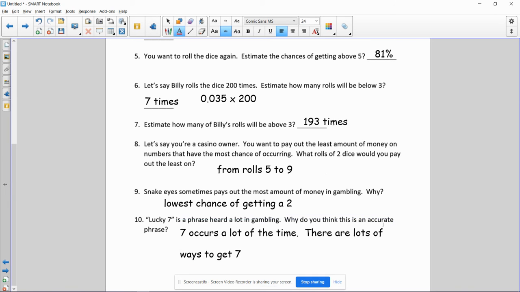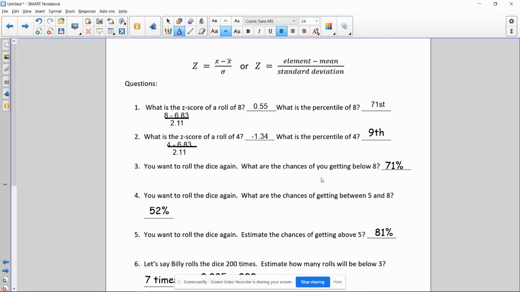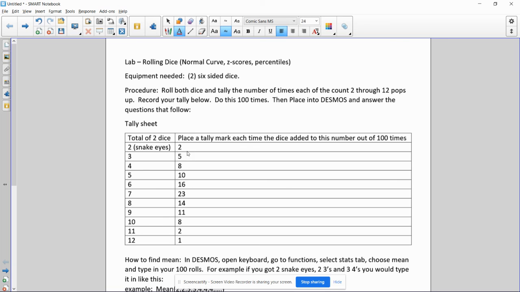And that's pretty much it. Those are my answers for the exercise. You can go ahead and fill in your answers based on your rolls of the dice. Your table is going to be a little bit different, but go ahead and try it out.